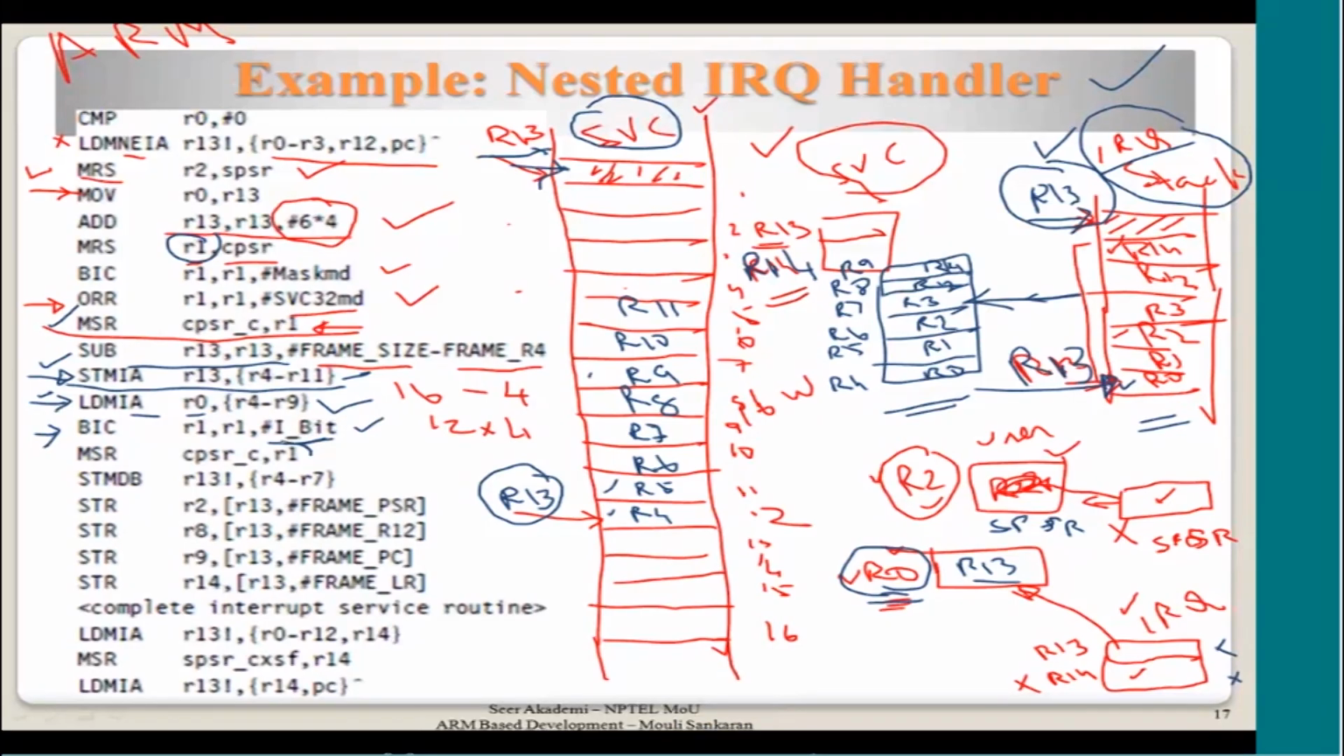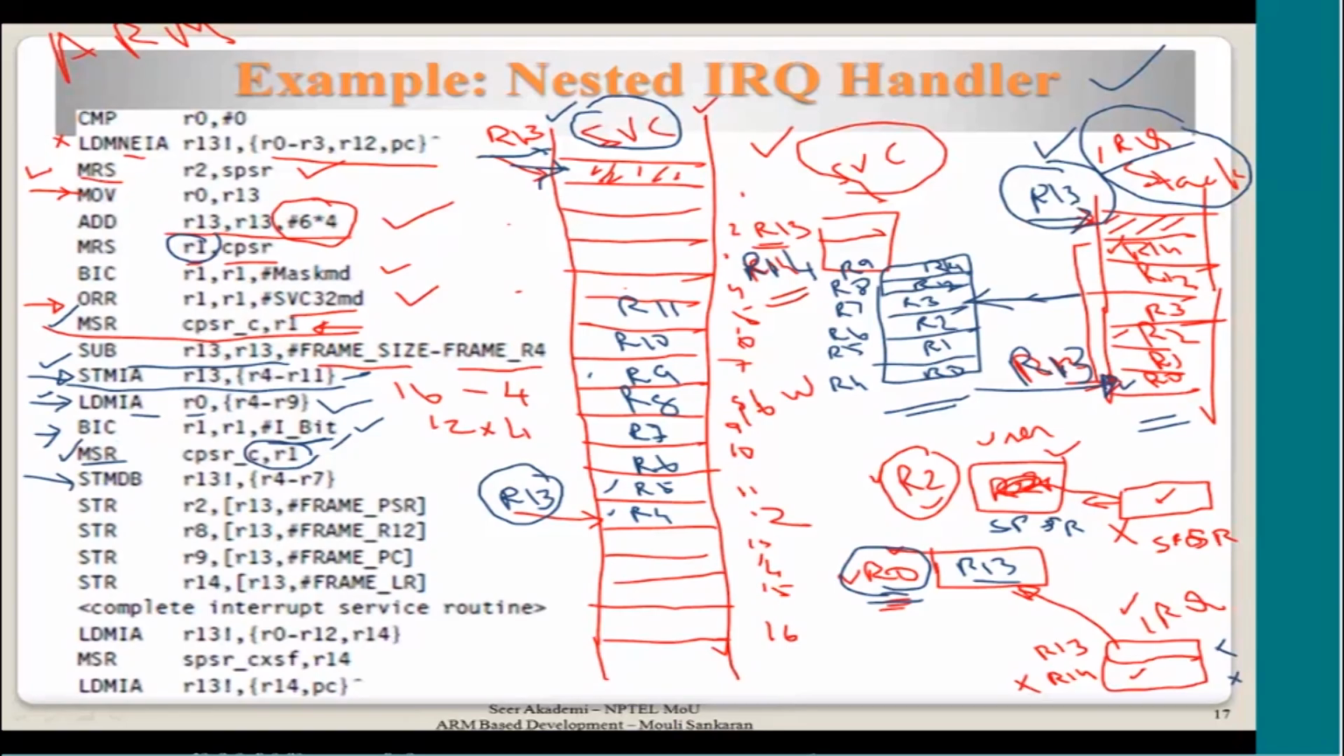So we are modifying the I bit now. We are continuing in SVC mode, but we are enabling the IRQ bit. Then we are writing back with MSR. MSR is register to CPSR, so we are writing R1 into CPSR. So now we are in SVC mode, but IRQ is enabled. Please remember at this point, after this execution, the IRQ interrupt is enabled.